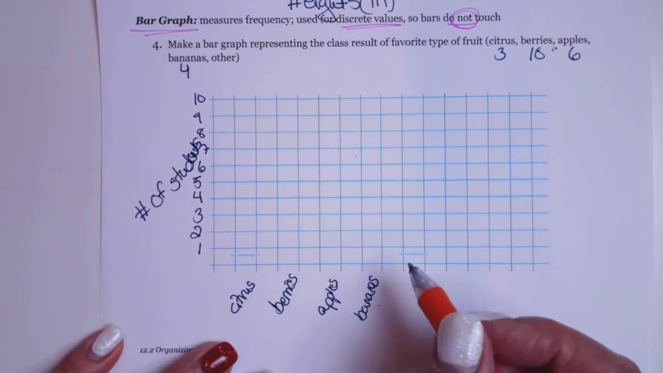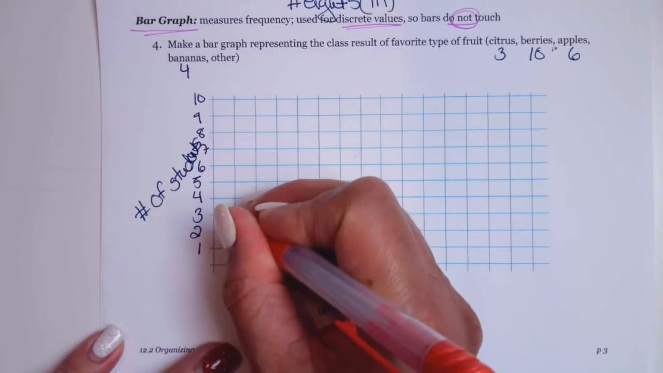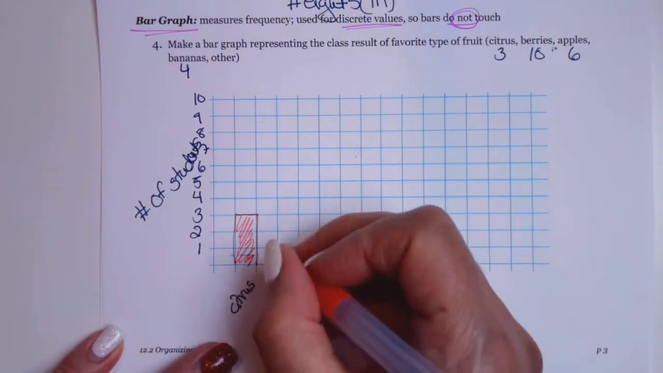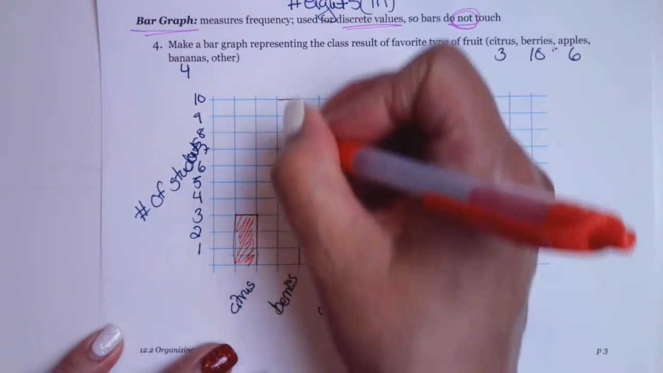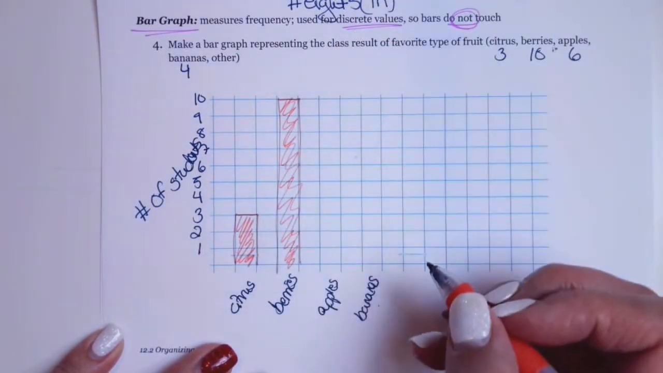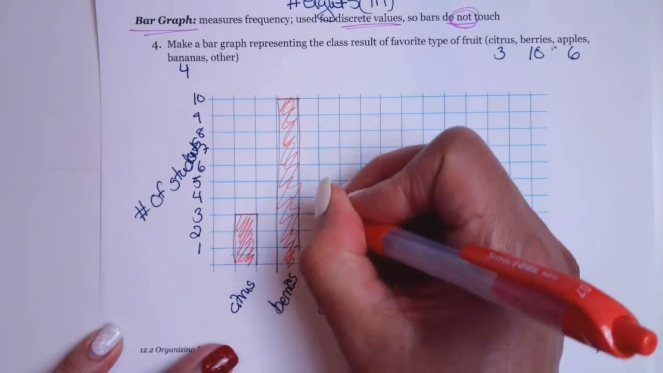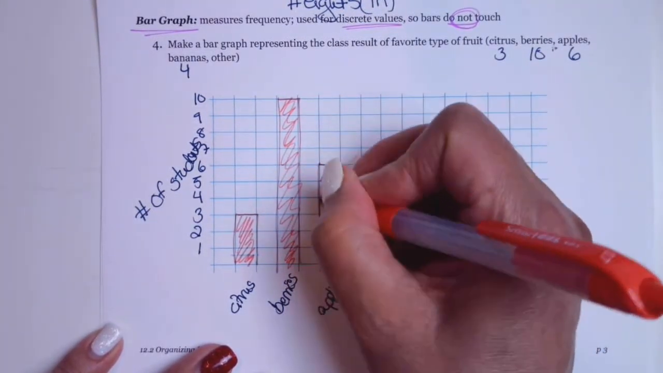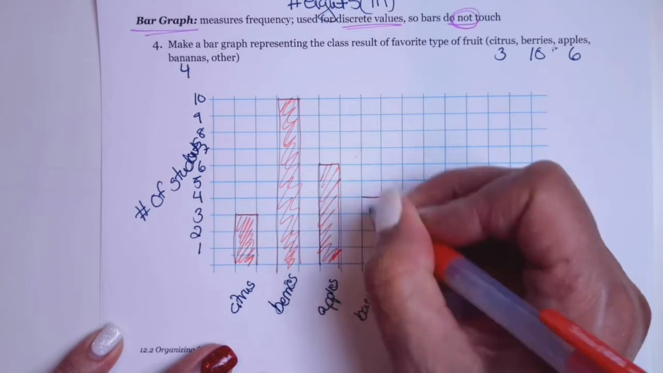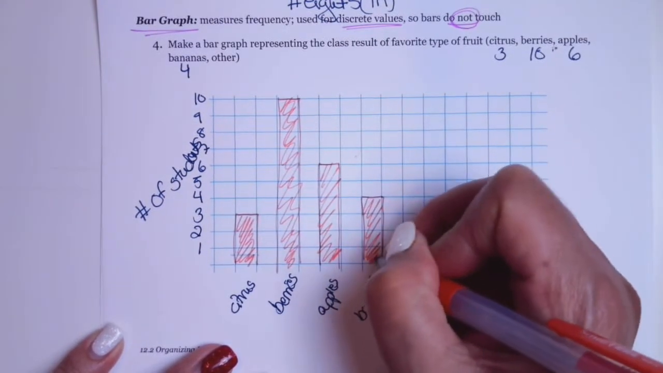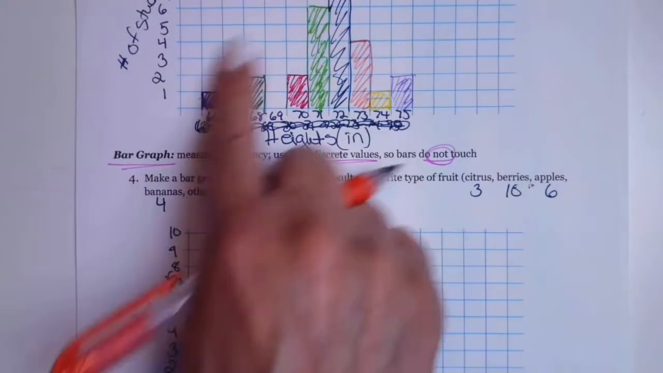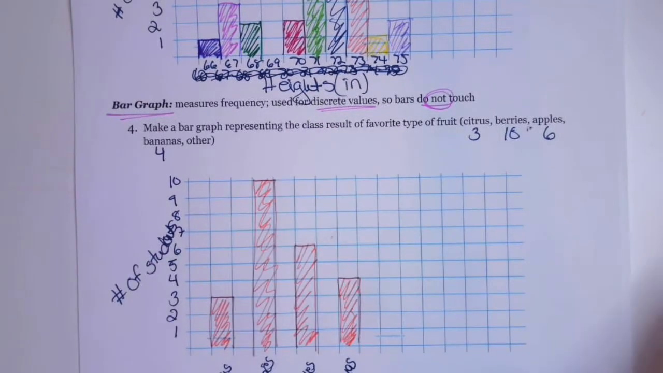So they're totally separate. So citrus, we have 1, 2, 3. So we go up here. Berries, we have all the way 10. So we go all the way up over here. Apples, we had 6. So 1, 2, 3, 4, 5, 6. And bananas, we have 1, 2, 3, 4. So this is a bar graph. This is a histogram. Know the difference between those two.